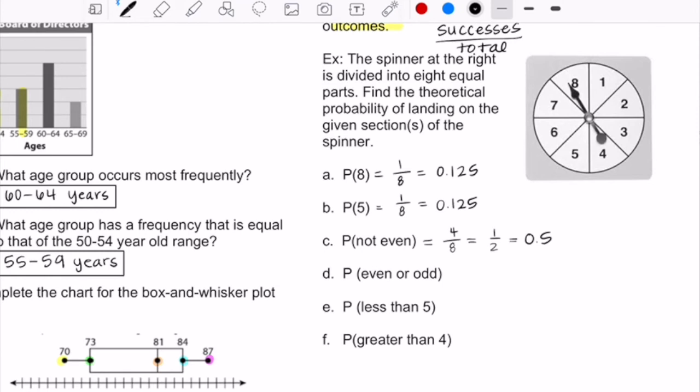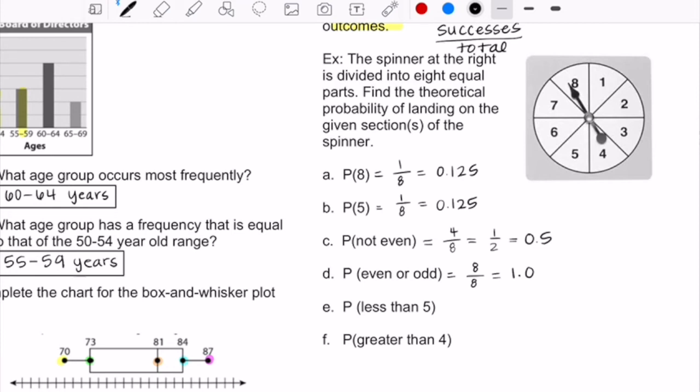The probability of landing on an even number or an odd number is 100%. All of the numbers here are either even or odd. So you have 8 ways of succeeding over 8 total possible outcomes. And so for this, you could say that it's 1.0. You could also say it's 100% chance. Theoretically, there's nothing that could happen besides it landing on one of these numbers.